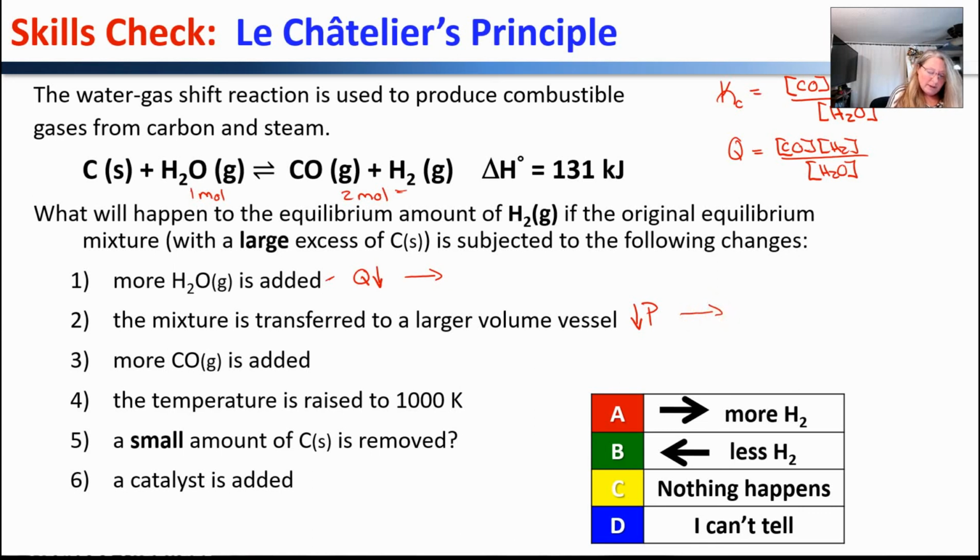More carbon monoxide is added. So what's happening here? What's happening to my Q? Come over here and I look at this. More carbon monoxide is added. My Q has increased. The value of carbon monoxide is in the numerator. So I've increased Q. Q is greater than K. That means my equilibrium is going to favor my reactants.